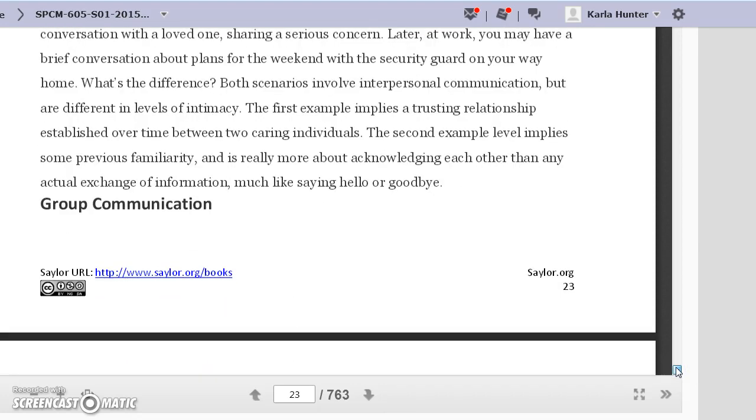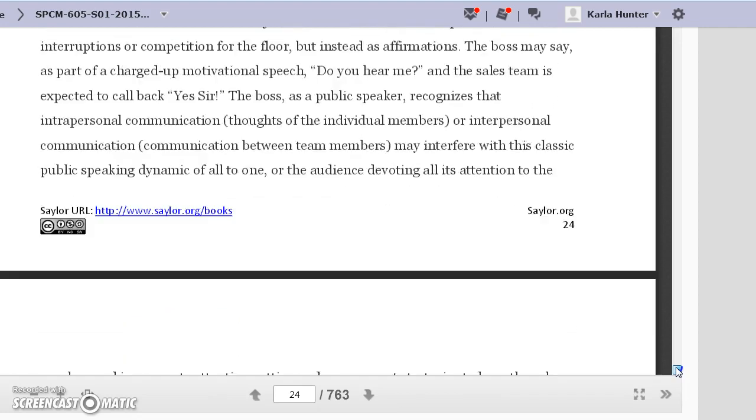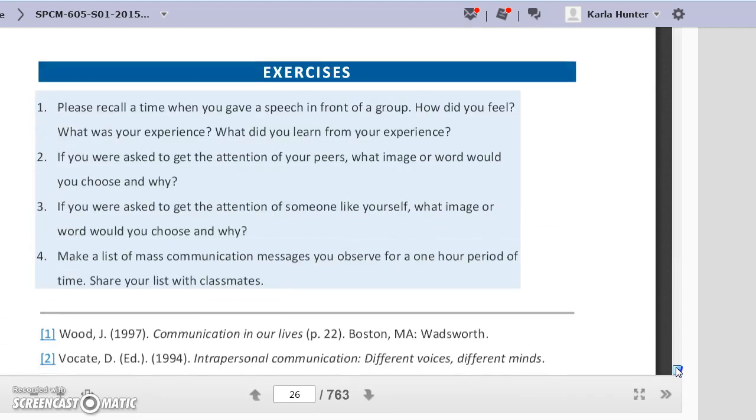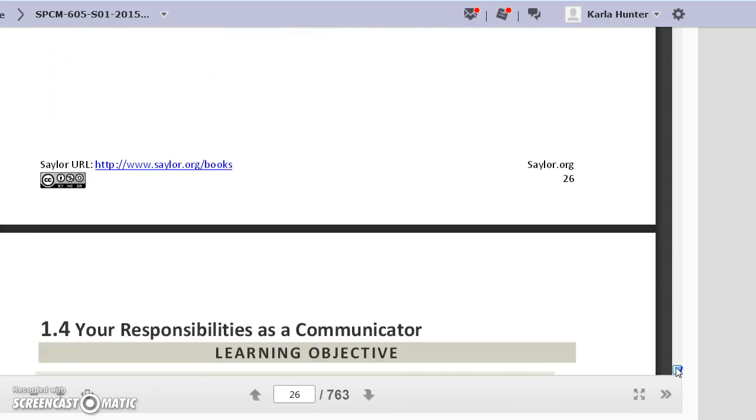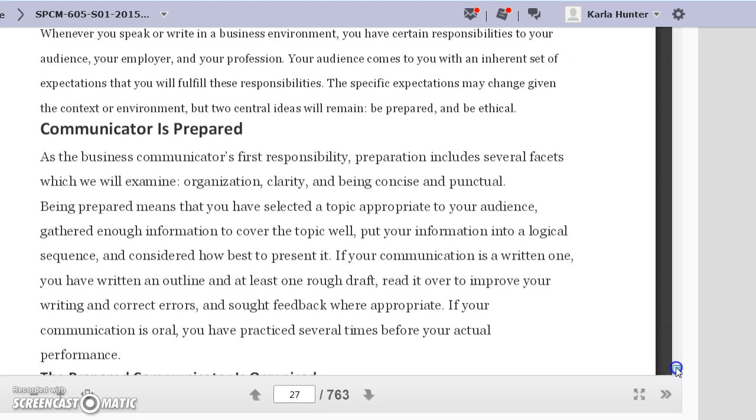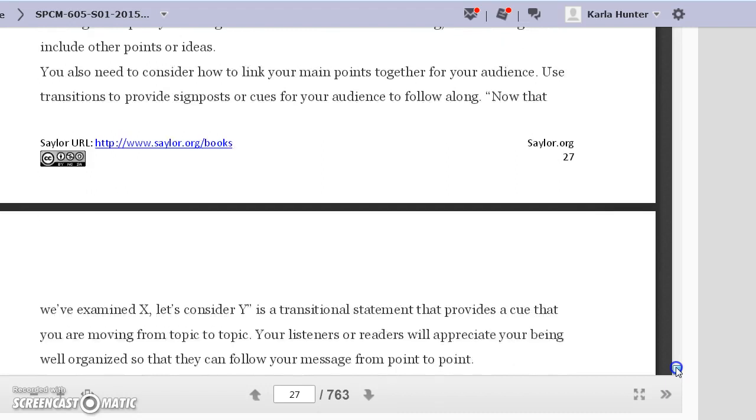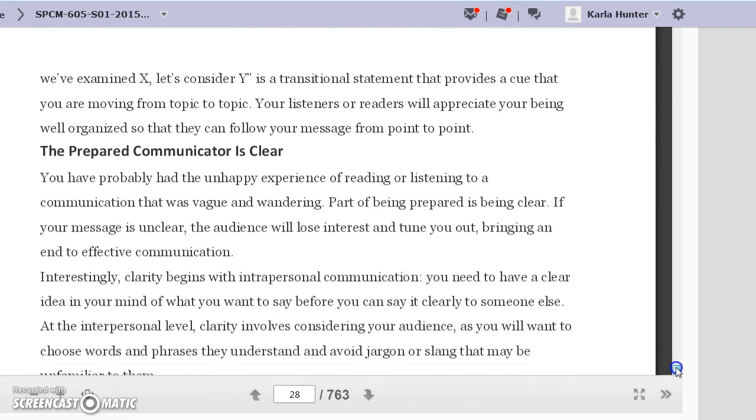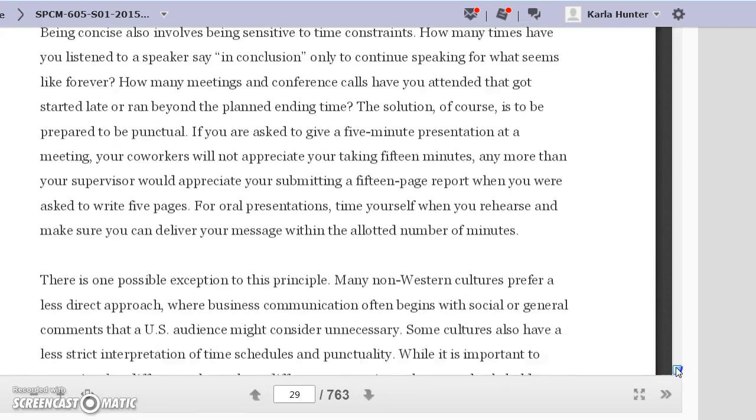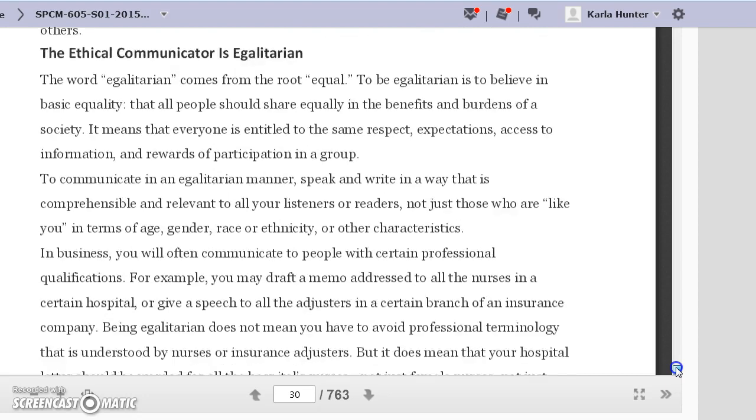Interpersonal, I think most of us know a lot about that. Group settings, public settings, and mass settings. Those are relatively self-explanatory. Of all the texts, this is the simplest, but I definitely want you to read it so that you can get an overview of the discipline or a review of the discipline. And this talks about being organized, being clear in our communication, being concise and punctual. So you get the picture. This is a very, very clear, concise text.